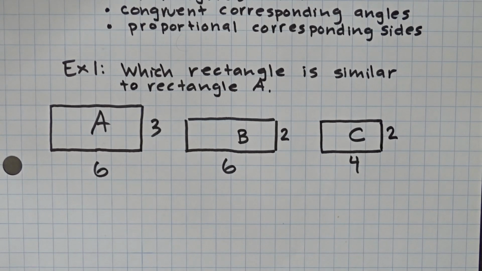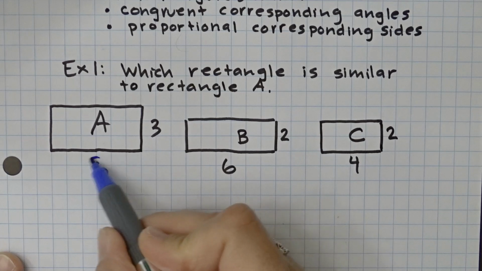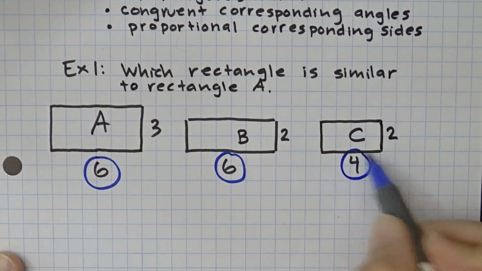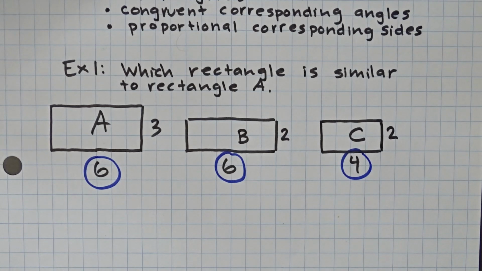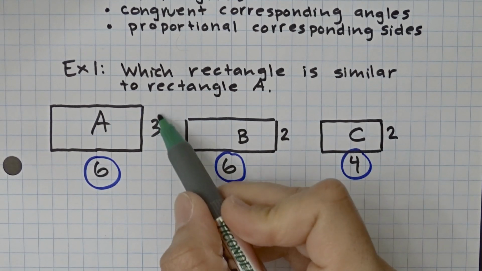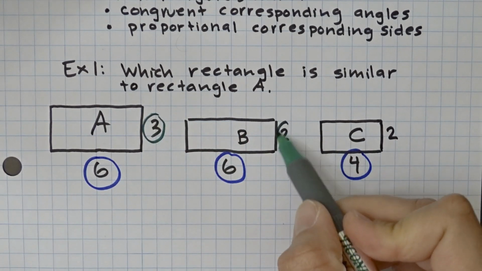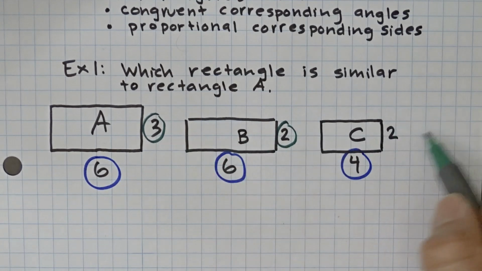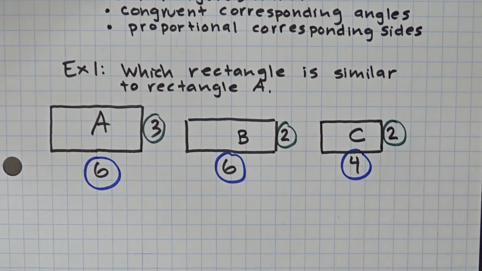So what I'm going to do is I'm first going to circle the corresponding sides because we need to also match the corresponding sides. So I know that side 6 on this one, side 6 on this one, and side 4 on this one, I'm sorry, are all corresponding sides. Those are all the bottom or the base of the rectangle. And the height 3 corresponds to this side on figure B, and 3 also corresponds to 2 on figure C. So I used green and blue.